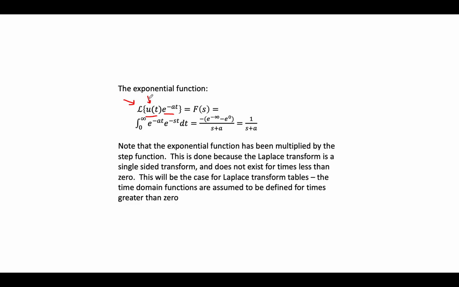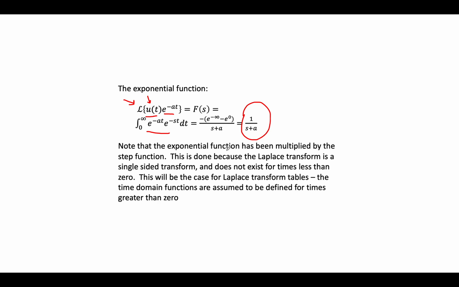So we can just once again let u of t go to 1, and in our integral we have e to the minus at times e to the minus st, which is essentially the same thing as what we just had. We can group s and a together, and when we do that, our integral, once we plug in the limits, comes out to be 1 over s plus a.